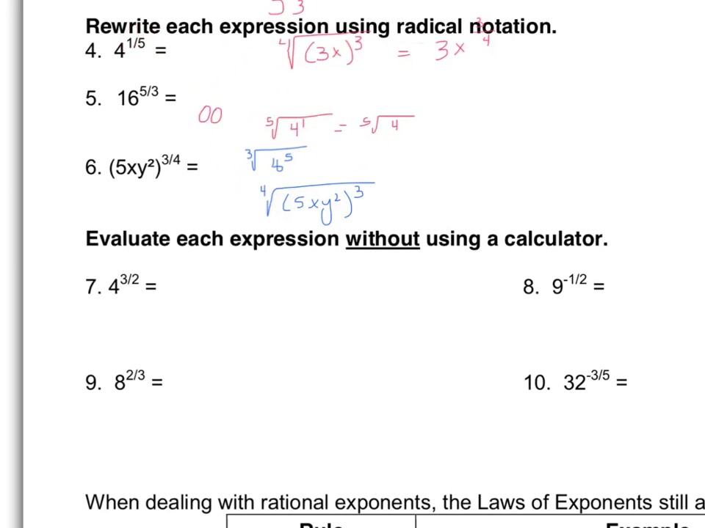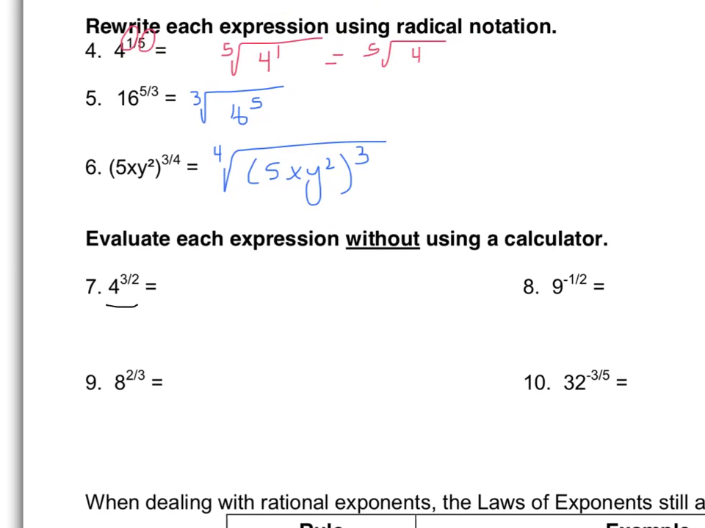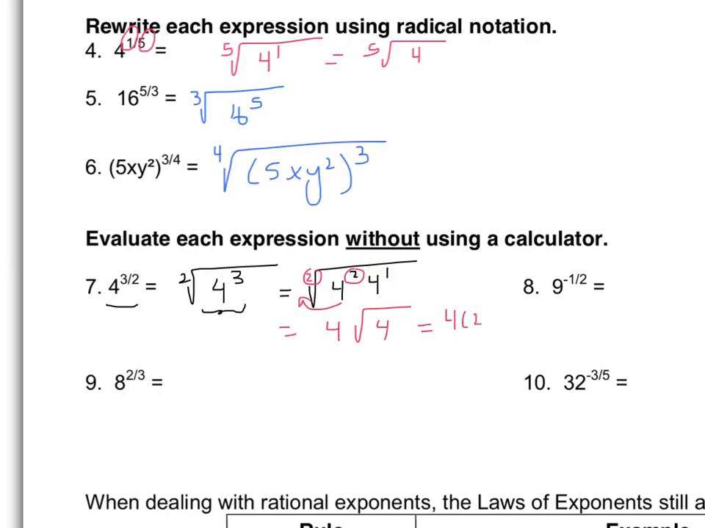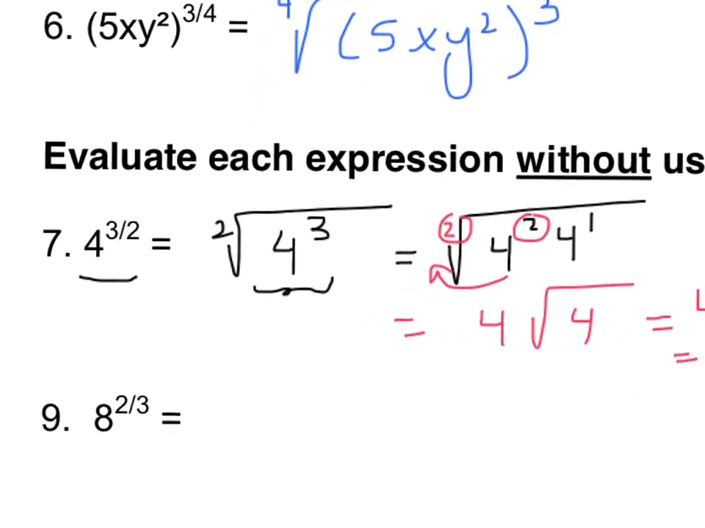Okay, so the first one would be to change from a rational exponent to a radical. So it would be the square root of 4 to the power 3. Remember that the index is going to be 2. Now remember, in order to know how many of this goes outside of the radical, you can divide it into 4 to the power 2 and 4 to the power 1, since 2 plus 1 is a 3. So then, since this is 2 and this is 2, this 4 goes out of the radical. So it's going to be 4 square root of 4. And square root of 4 is a 2, so 4 times 2 is an 8. So as you can see, it's a lot of work to change from a rational exponent to a radical form.